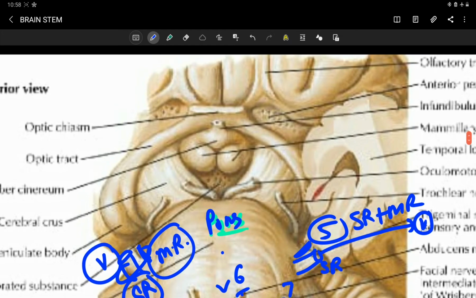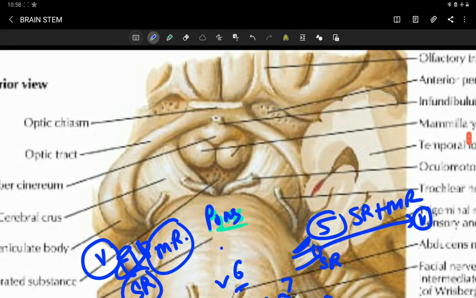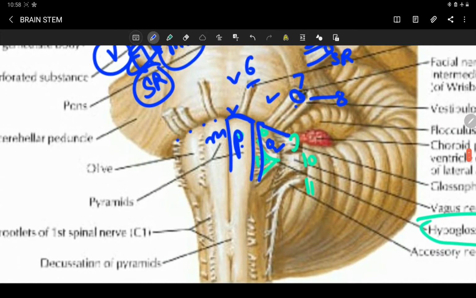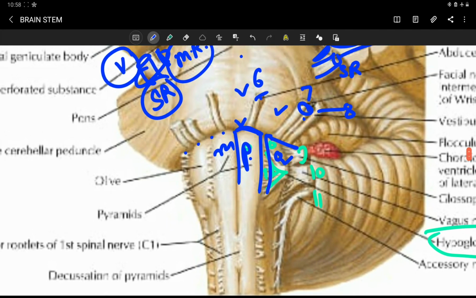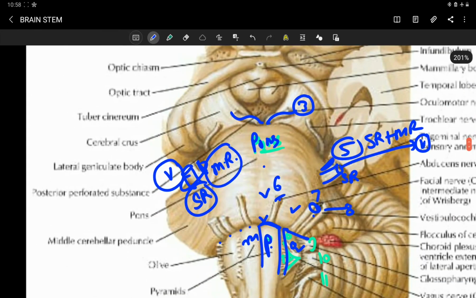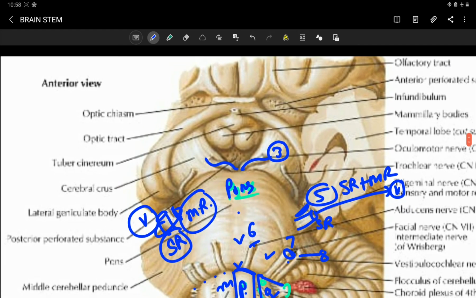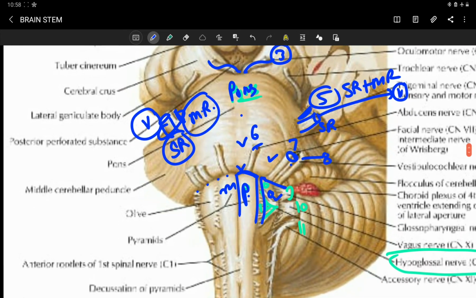Let's now talk about the midbrain region. In the midbrain region, you can see only one cranial nerve. You cannot see the other one because the 4th cranial nerve emerges from the dorsal aspect of the midbrain. Here you can see only the 3rd cranial nerve emerging out from the midbrain level. So this is about the various cranial nerves. Now other important features I will also discuss here.